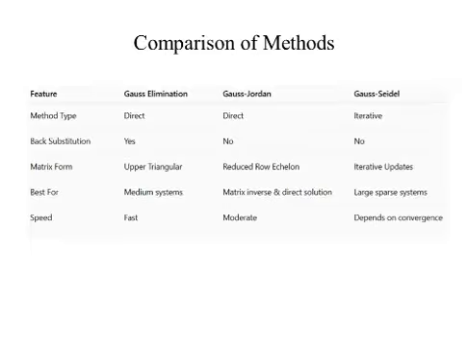Gauss elimination is best suited for medium systems, whereas Gauss-Jordan is best suited for matrix inverse and direct solution, and Gauss-Seidel is best suited for large sparse systems. Gauss elimination is always fast in calculation. Gauss-Jordan is moderate in speed. Gauss-Seidel always depends on convergence.